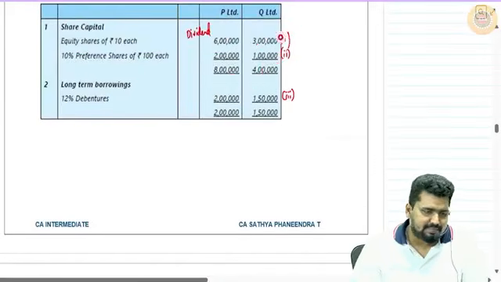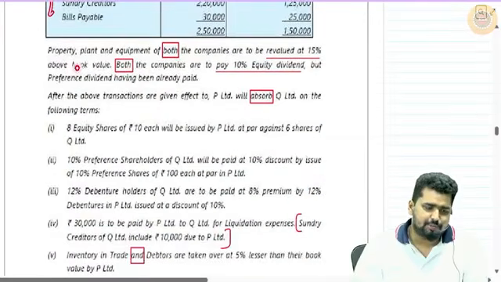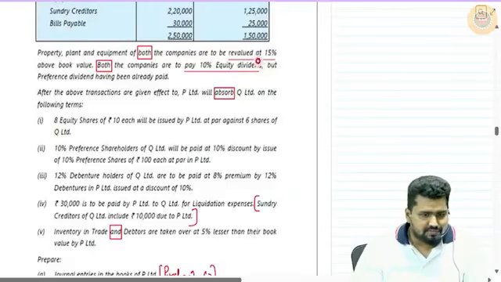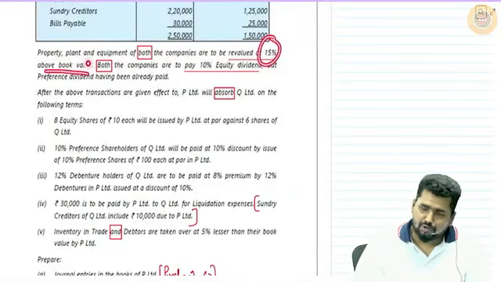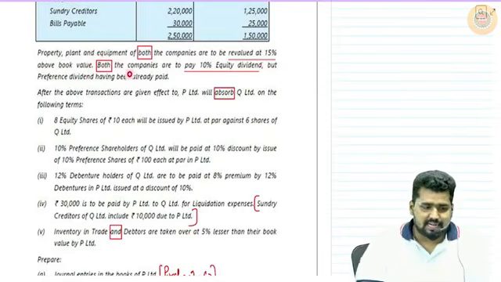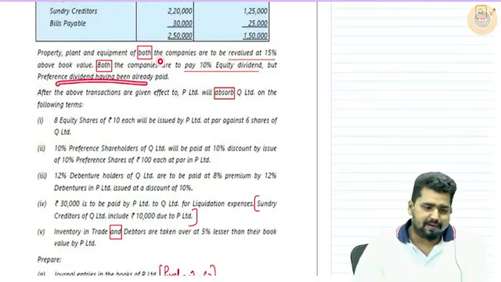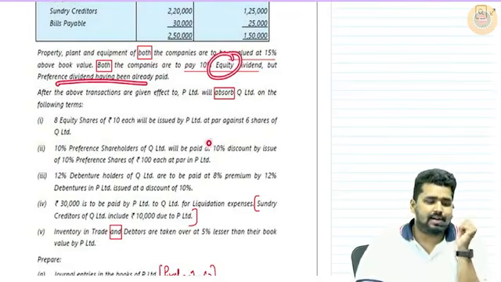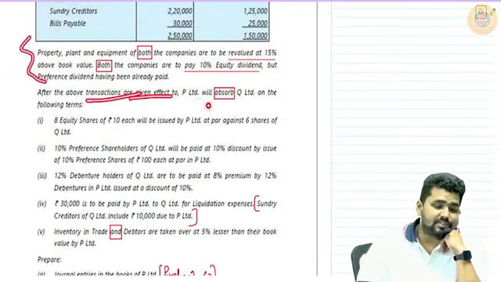And something I have written here because there are adjustments, I will tell you that also. And the breakup of trade receivables and trade payables they have given. Listen to me. PPE of both the companies are to be revalued at 15% above the book value. That revaluation you have to check, above or below. Revaluation profit or loss you have to consider. Clear? And both the companies are to pay equity dividend of 10%, but preference dividend I have already paid. Means they are talking only about equity dividend. After this transaction is given effect, then only amalgamation starts.